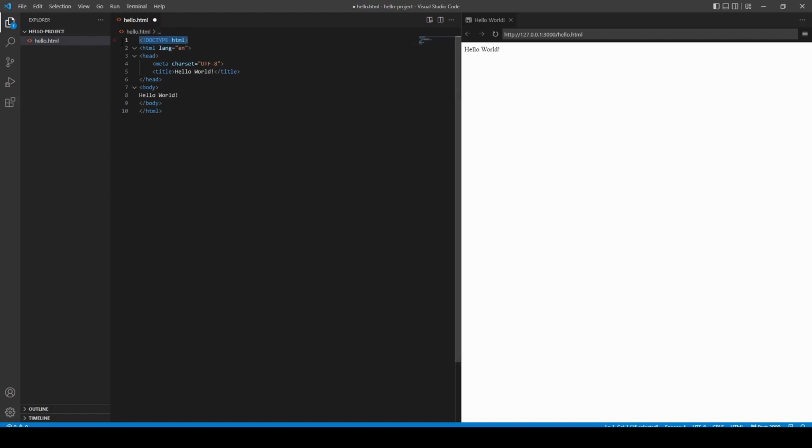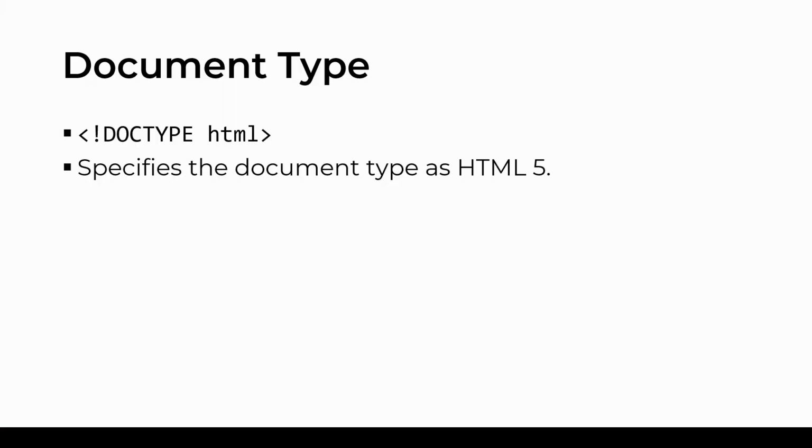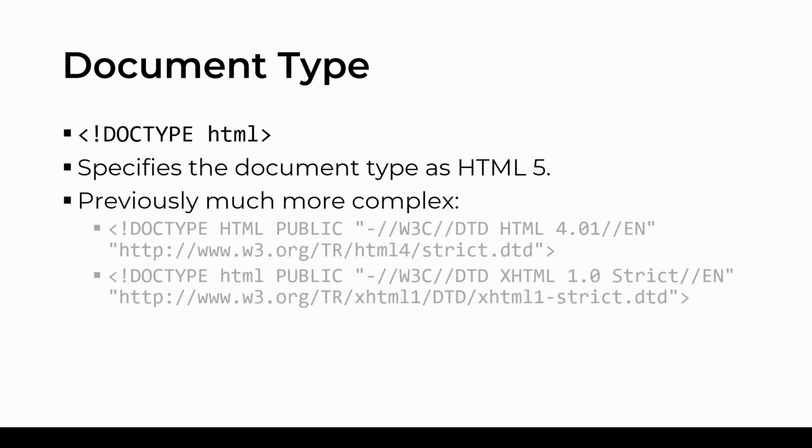Each HTML document starts with a document type declaration. In HTML5, the declaration of the document type is very simple: doctype html. This line specifies the document type as HTML5. In earlier versions of HTML and XHTML, the document type declarations were much more complex. Here you can see two examples for HTML4 and XHTML1.